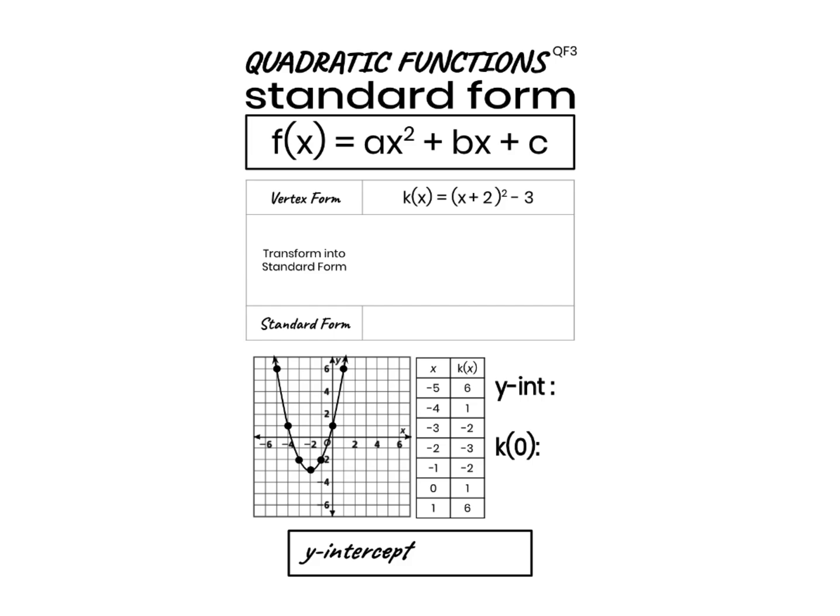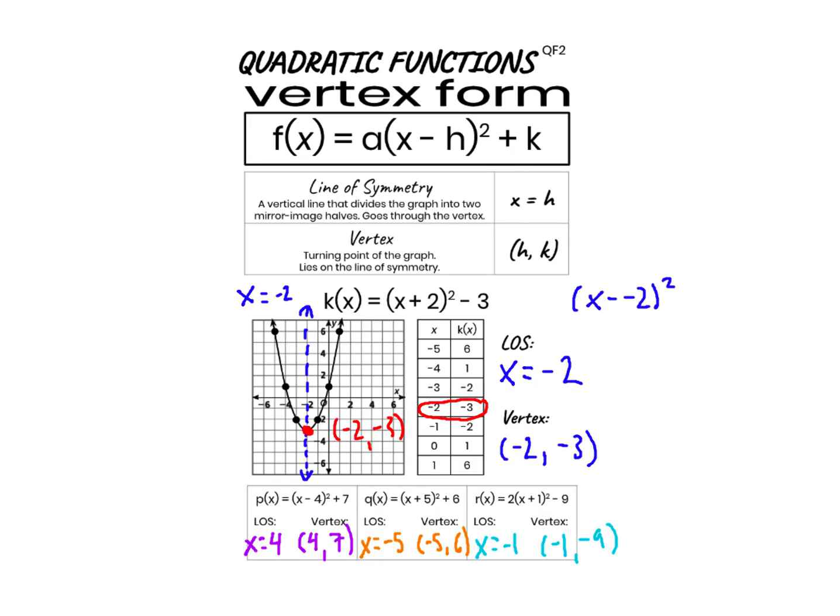When we were studying linear functions, we had three different forms that we could write a linear function in. We had slope-intercept form, standard form, and point-slope form. Now that we're studying quadratic functions, again, there is more than one form that the function can be written in. We've already looked at vertex form.